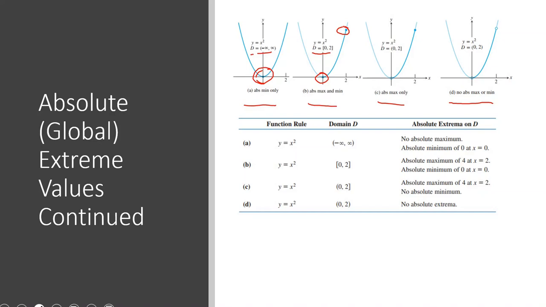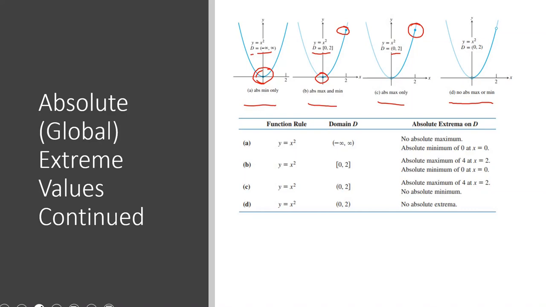And now notice that the domain is from 0 to 2, but it does not include 0. Interesting. So that means that we only have an absolute maximum value, which is located up here. Now the fact that it doesn't include 0, you might think, well, can't we get just really close to 0 and still have an absolute minimum? Well, the answer is actually no, because you can get infinitely close to 0, but you can't actually reach it. So we don't have an actual global minimum for parabola C.